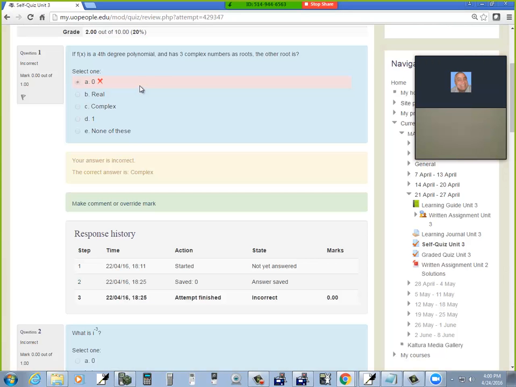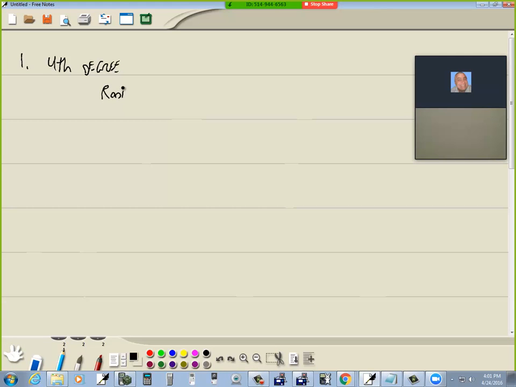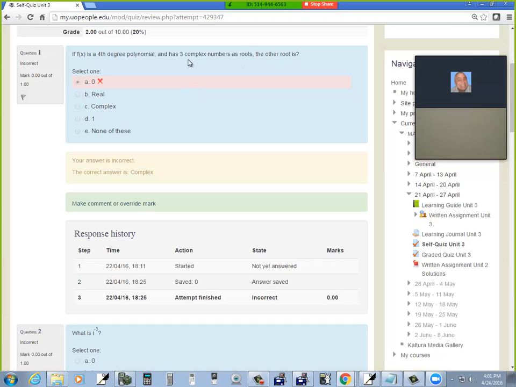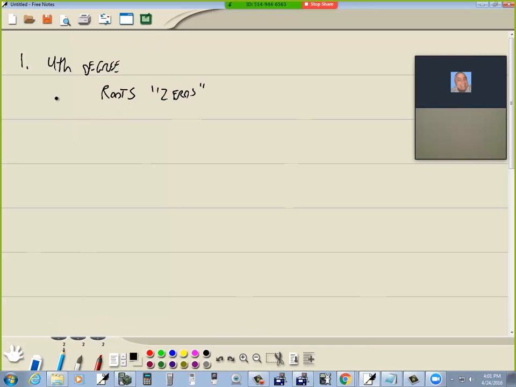When you say fourth degree polynomial, it says it has three complex numbers as roots. When you're talking about roots, that's the same name as zeros. Now, a complex number has, for example, plus 3i, minus 3i. We have plus 3i and minus 3i.